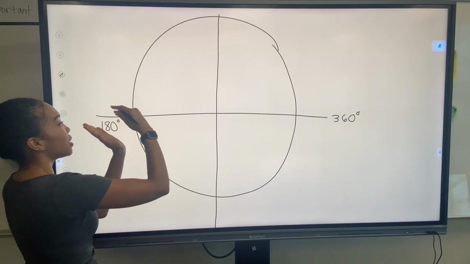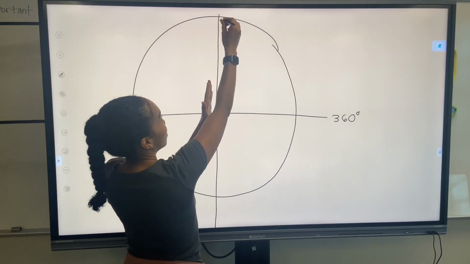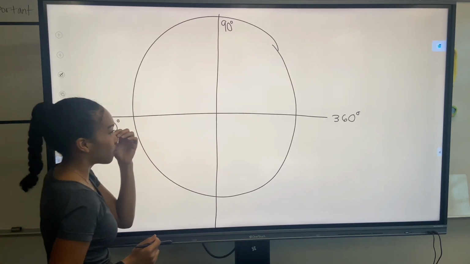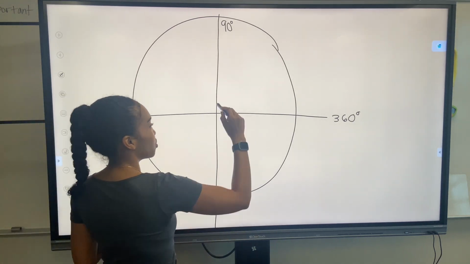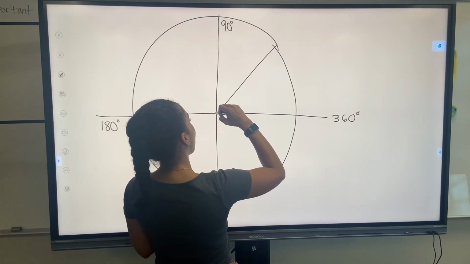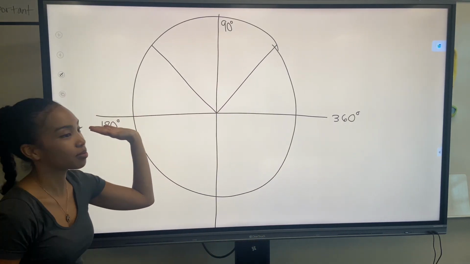180. Now, I'm gonna split 180 in half. What would that be? 90 degrees. Okay, so guys, what I'm gonna do is I'm gonna split 180 into quarters. So I'm gonna split it here. That's basically half of 90, and split it here.